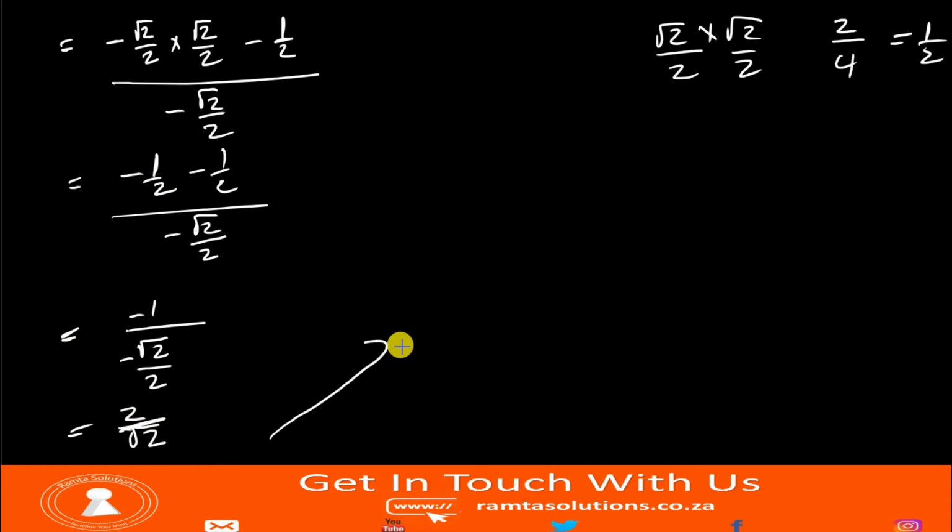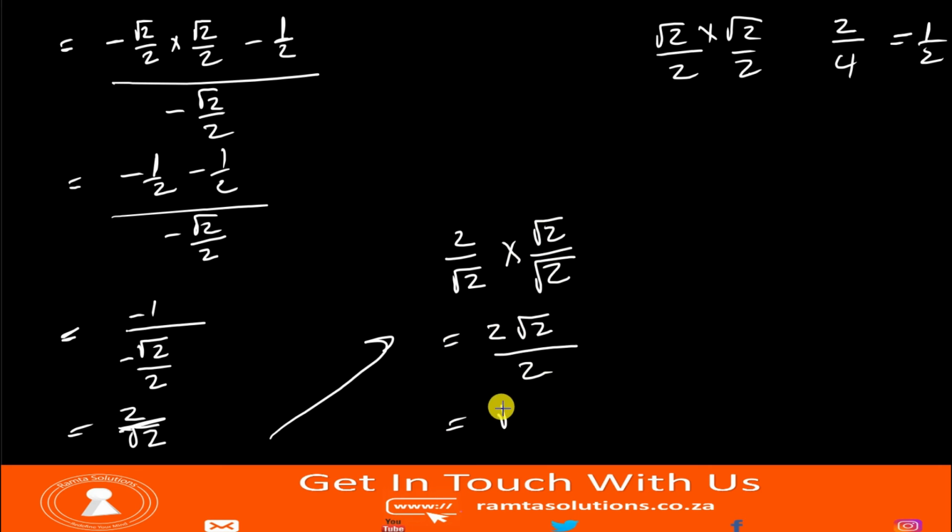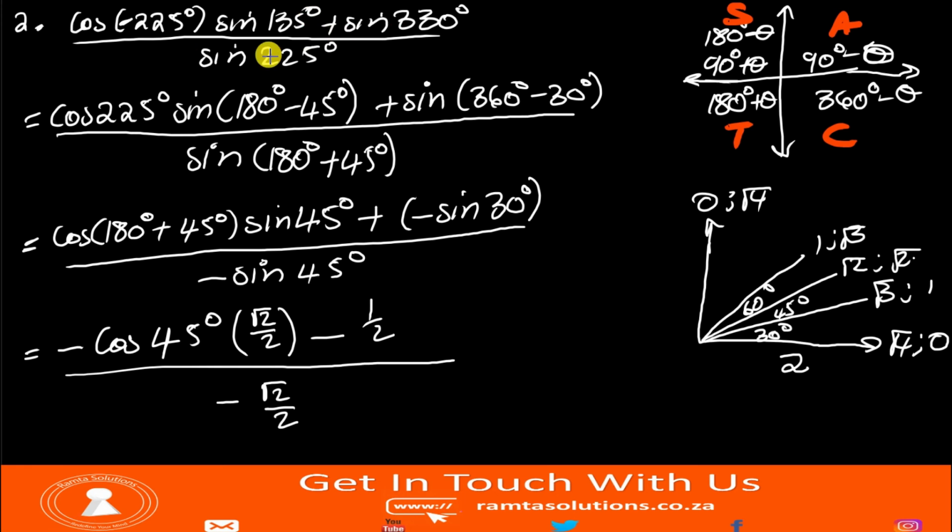But if you like, you can then say this is 2 over root 2, rationalizing the denominator, times root 2 over root 2. Then what do you get? You get 2 root 2 over 2. Our answer is simply root 2, square root of 2. So, take out your calculator and plug in this value as it is on your calculator.